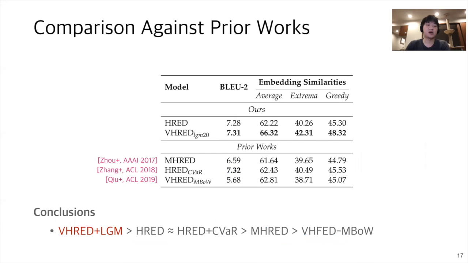Of course, we compared our new model to models that are designed for learning one-to-many relations from prior works. Here we compared with three prior works, and still the VHRED with linear Gaussian model prior performs the best.